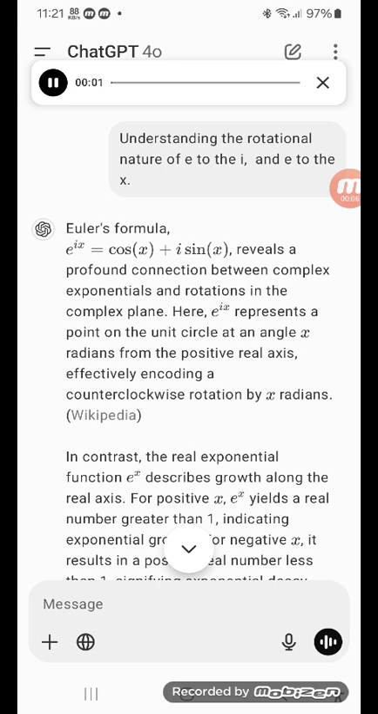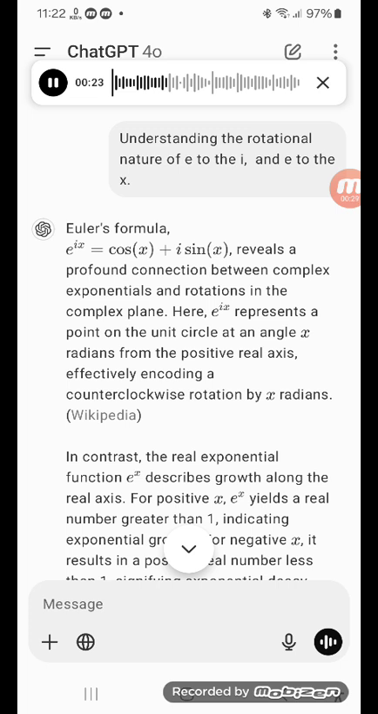Euler's formula, e^(ix) = cos x + i sin x, reveals a profound connection between complex exponentials and rotations in the complex plane. Here, e^(ix) represents a point on the unit circle at an angle x radians from the positive real axis, effectively encoding a counterclockwise rotation by x radians.